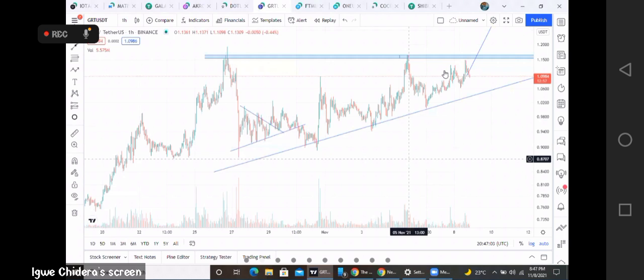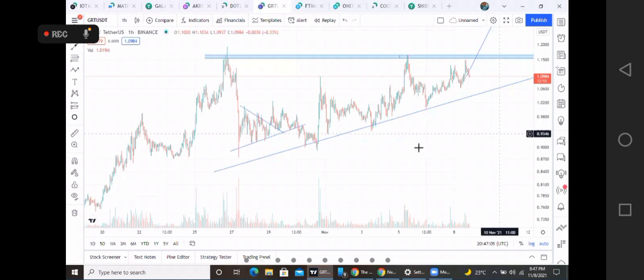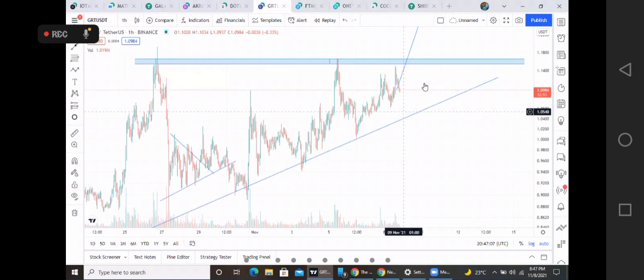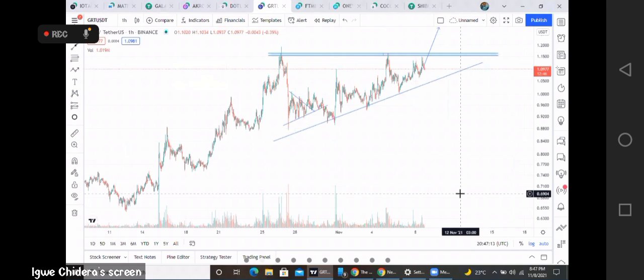See that? So the market can bounce here, bounce here, bounce here before what? Breaking out. So it's simple. Imagine your question is answered already.